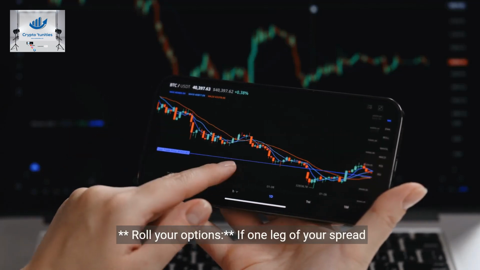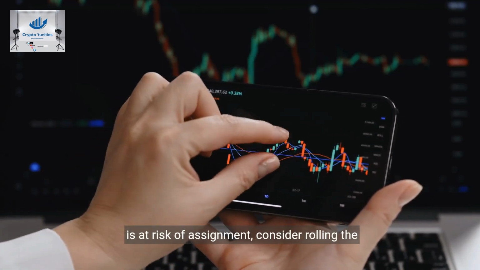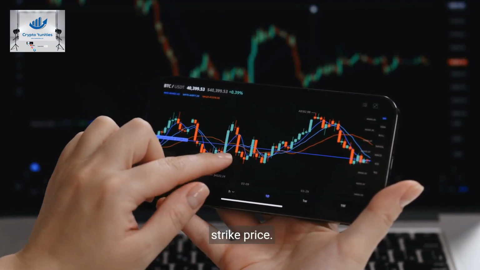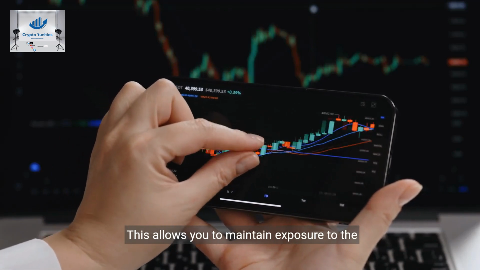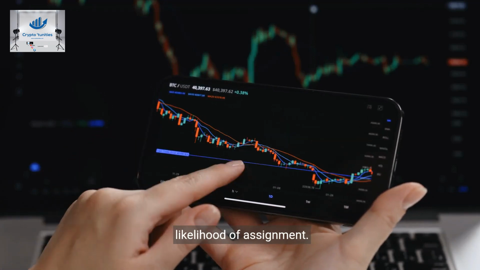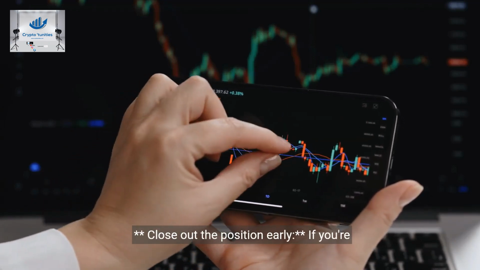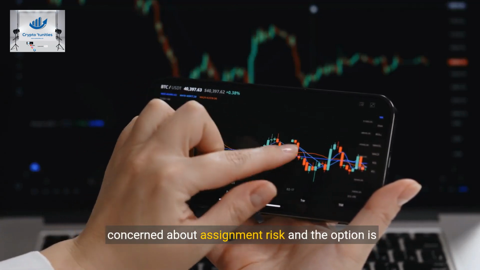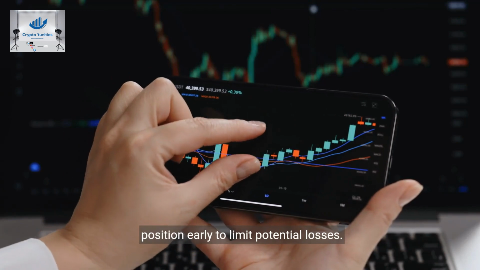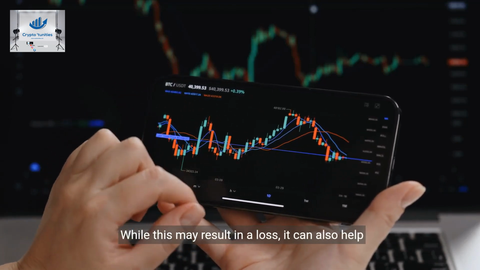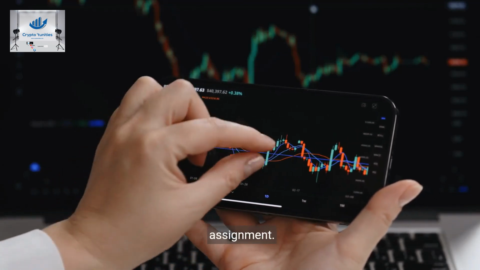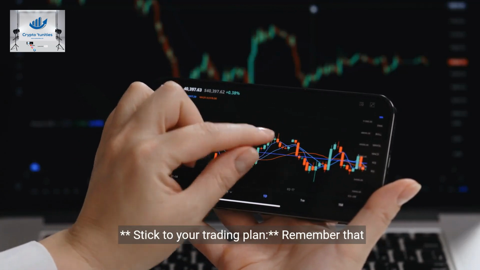3. Roll your options. If one leg of your spread is at risk of assignment, consider rolling the option to a later expiration date or a different strike price. This allows you to maintain exposure to the underlying asset while potentially reducing the likelihood of assignment. 4. Close out the position early. If you're concerned about assignment risk and the option is trading at a loss, consider closing out the position early to limit potential losses. While this may result in a loss, it can also help protect your capital and avoid the risk of assignment. 5. Stick to your trading plan.